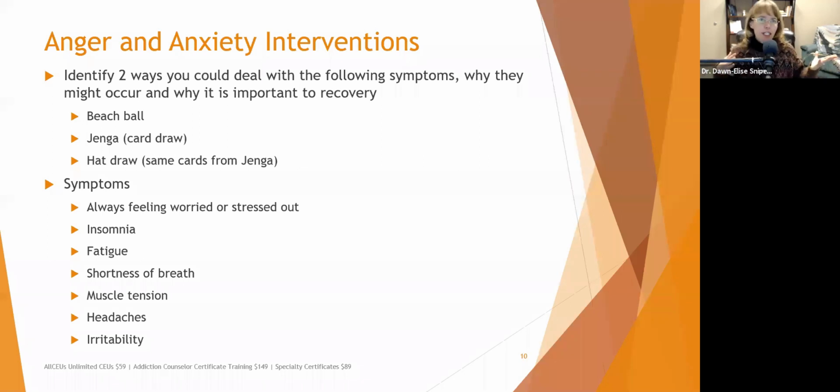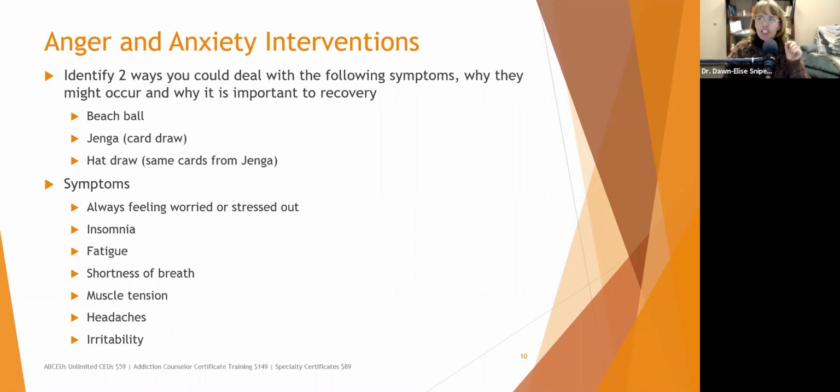So let's go back to the beach ball, just because I like that one. It's more active and entertaining to me. So you write all the symptoms on a beach ball. You pass it to Sally. Sally catches it. She looks down and it says insomnia. And she identifies 2 ways she could deal with her insomnia: thought stopping and meditation.